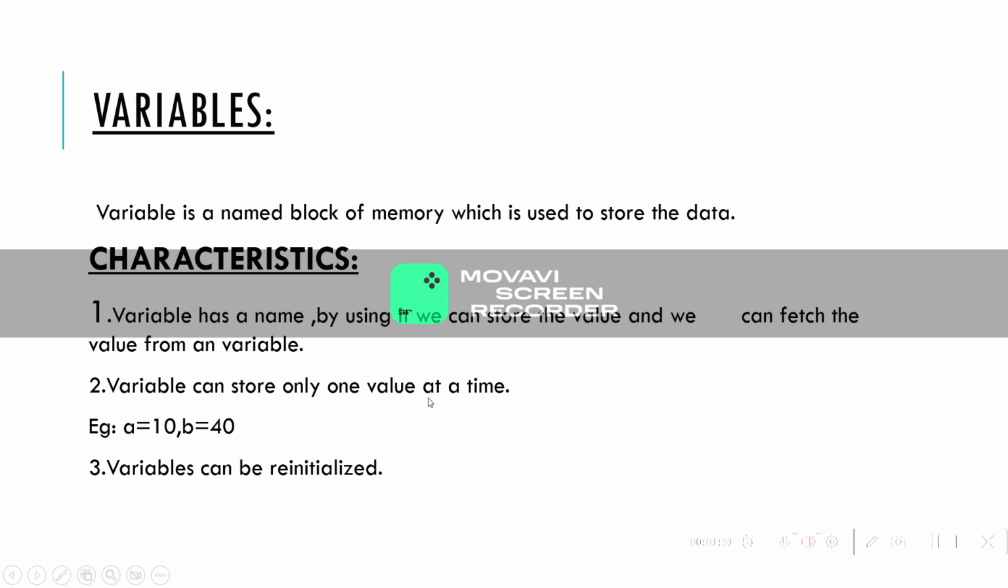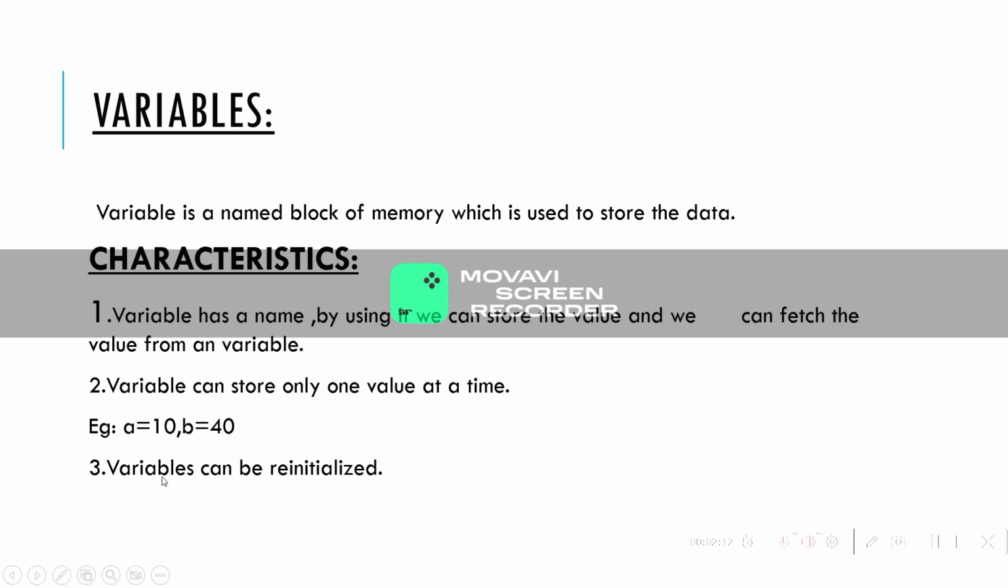A variable can store only one value at a time. I already told you that it is a named block of memory, so it can store only one value at a time. For example, this is the variable name, a equal to 10. This is the value, and it is only one value. We are not considering more than one value. So this is also an example, b equal to 40. It can store only one value. This is the example for the second point.